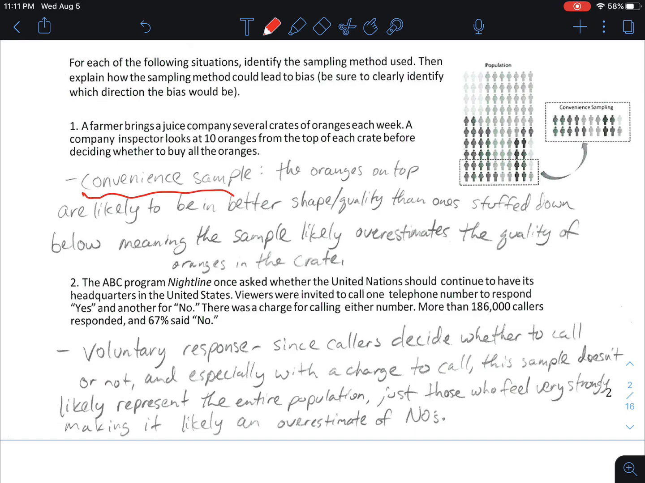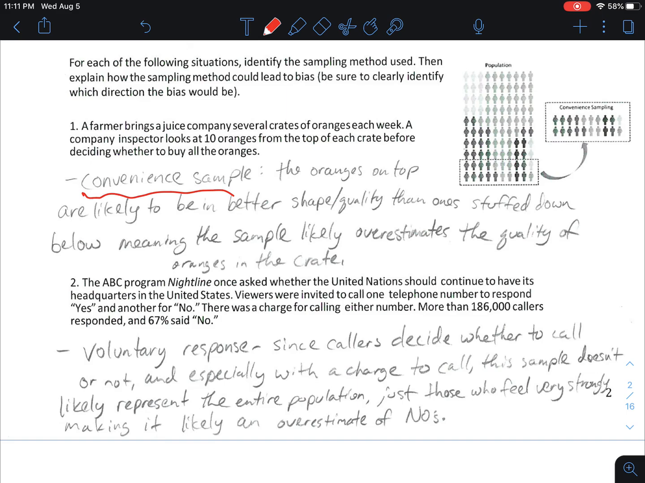Viewers were invited to call one telephone number to respond yes and another for no. There was a charge for calling either number. More than 186,000 callers responded, and 67% said no, okay? So this is a voluntary response. They were inviting or asking people to respond, right?